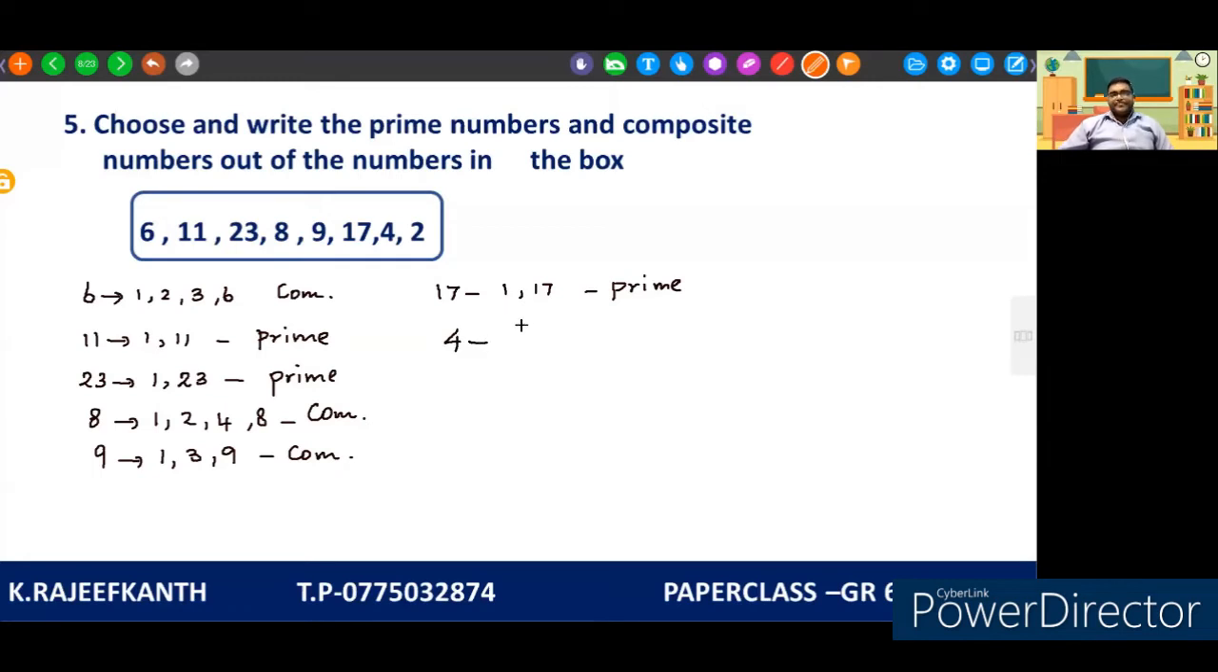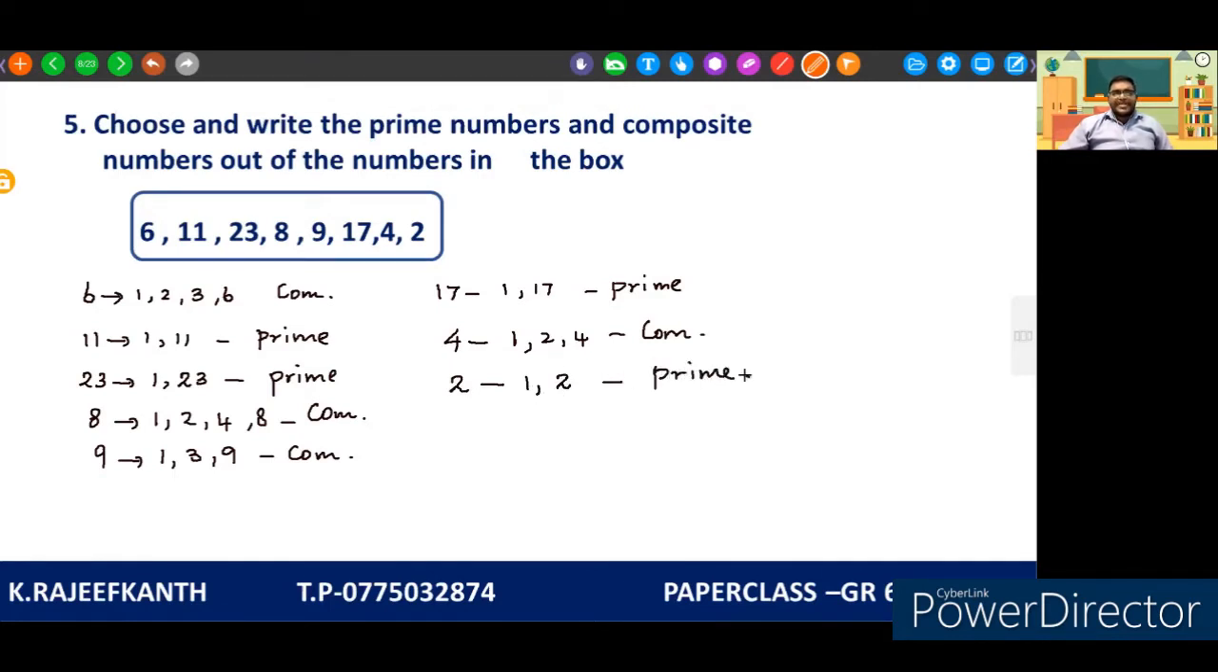Then 4. Here 4 can be divided by 1, 2, 4. So it has more than two factors. So this is a composite number. And 2. Here 2 can be divided by 1 and 2. Then this is a prime number.